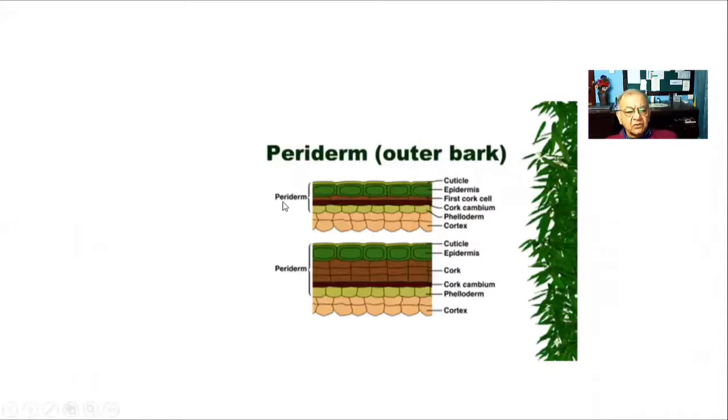secondary cork cambium, which is also called periderm. It will form cells toward the outside, and the cells formed toward the outside will develop into cork, and the cells formed toward the inside will develop into secondary cortex. So this is the cork cambium, and it has formed cells toward the outside and toward the inside. The cells formed toward the outside will develop into cork, and the cells formed toward the inside will develop into secondary cortex.